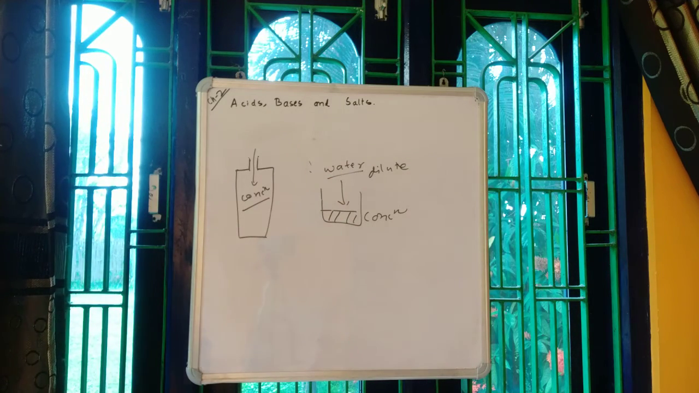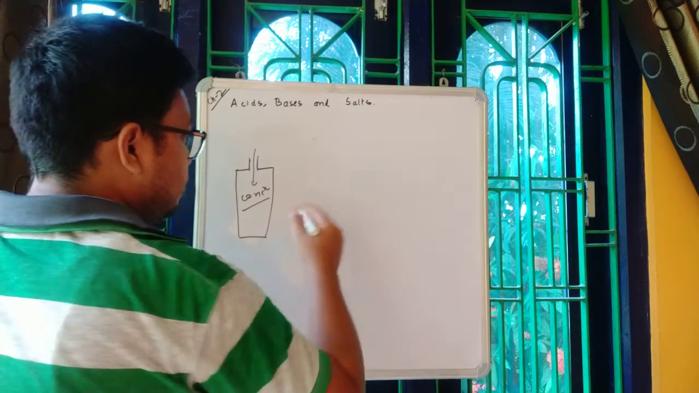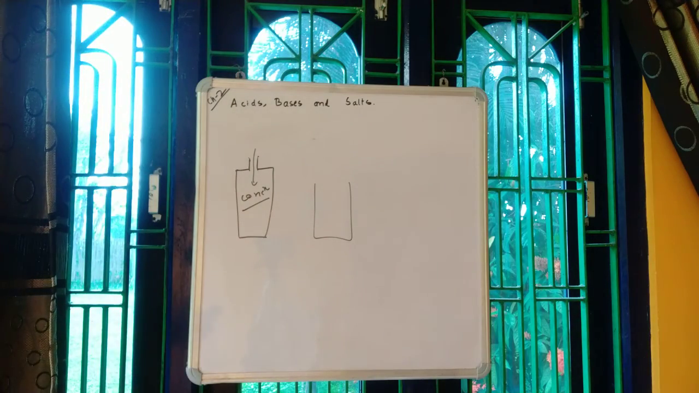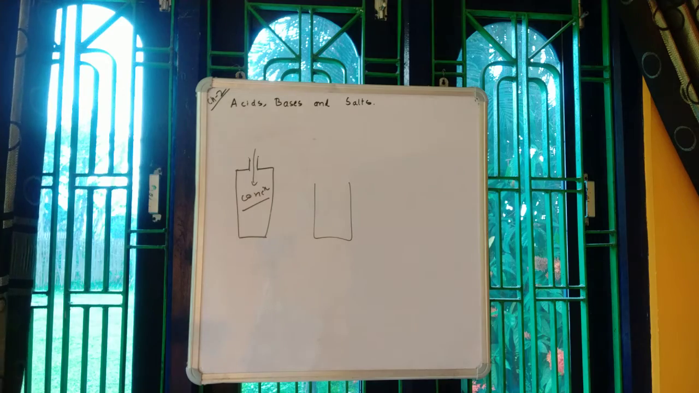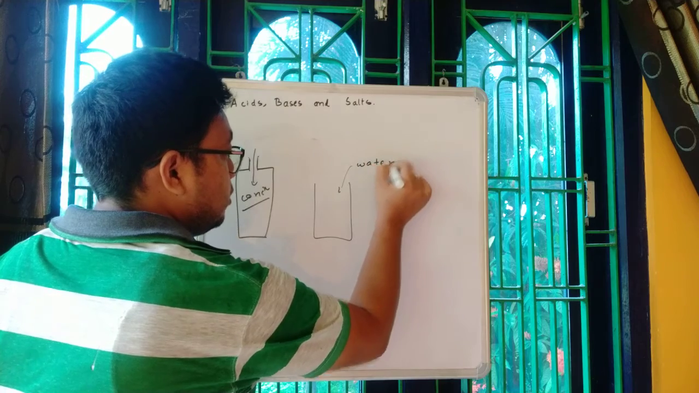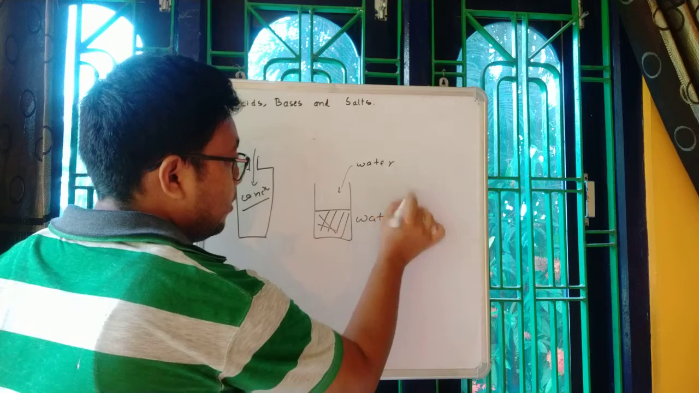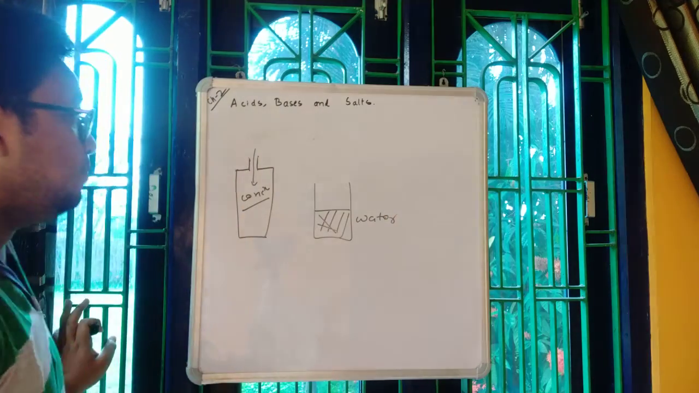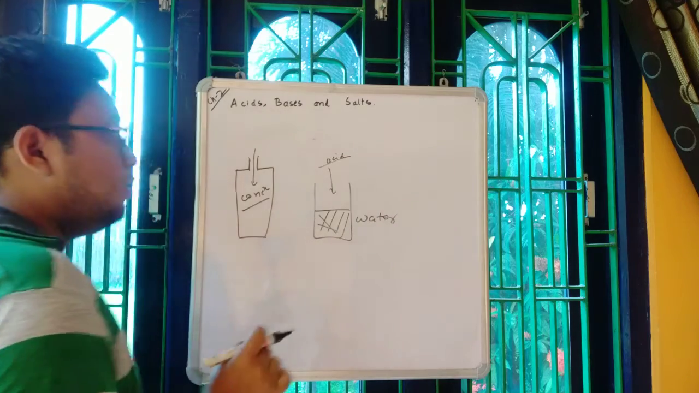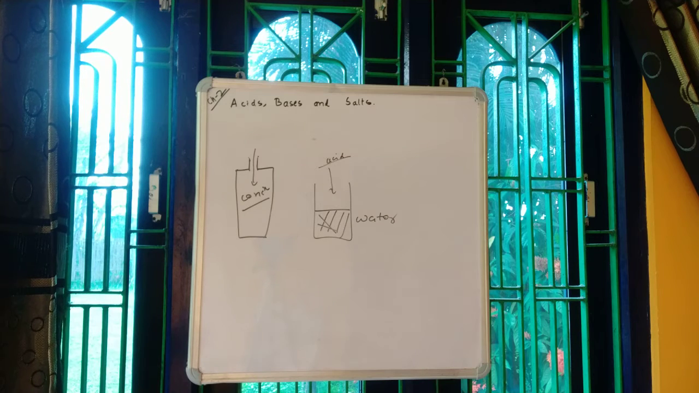So what we have to do in case of dilution, first we will take the beaker or the vessel where we have to keep the diluted solution. First we have to take water in that. We will take water, and then after taking water, you will add acid dropwise. Slowly you will add acid to the large amount of water. Okay, that is the process.